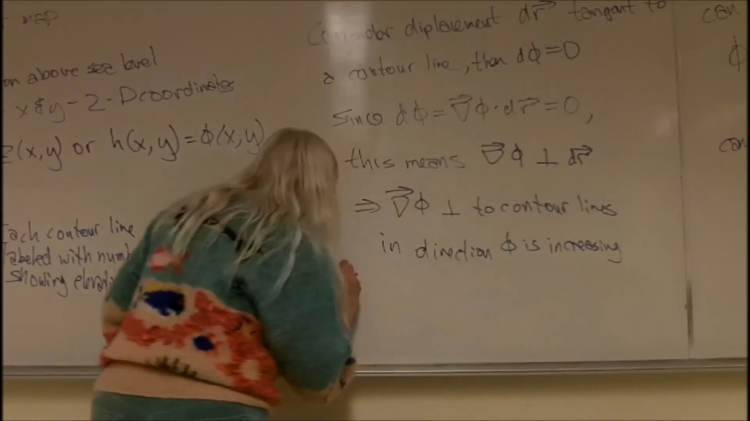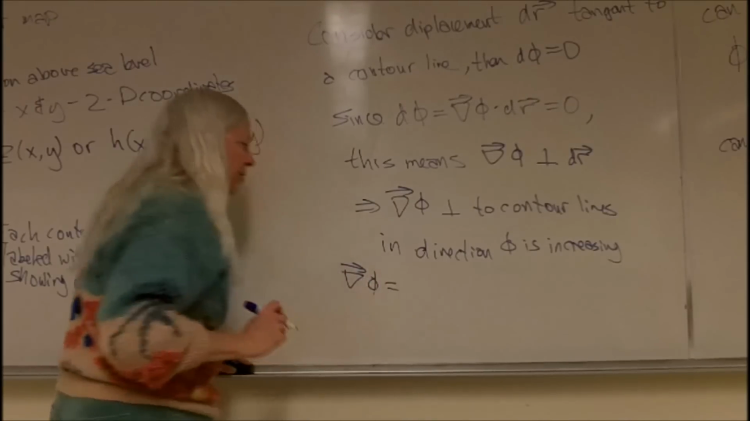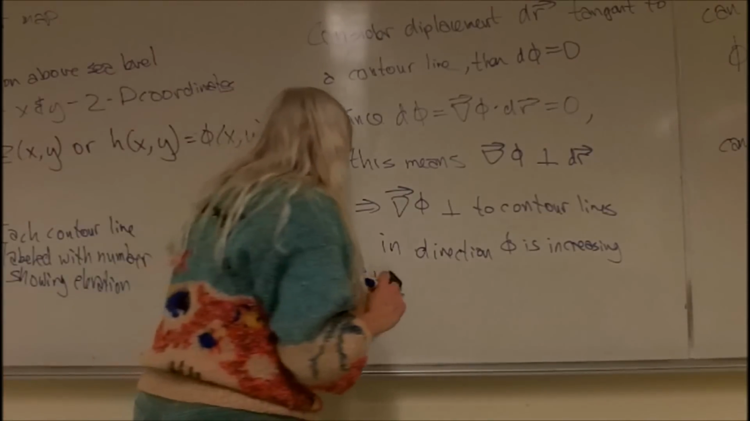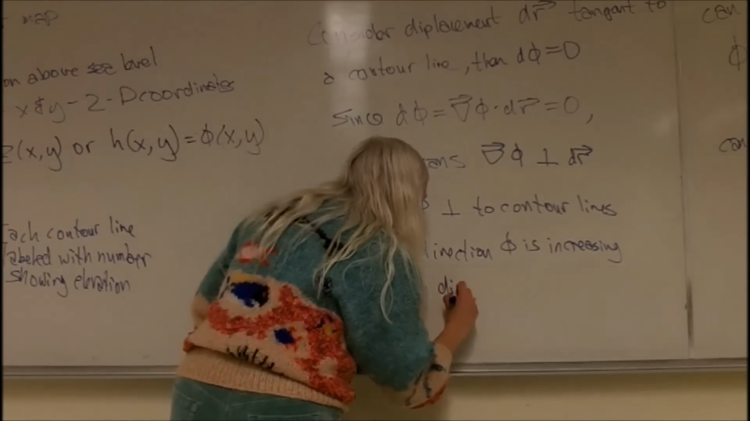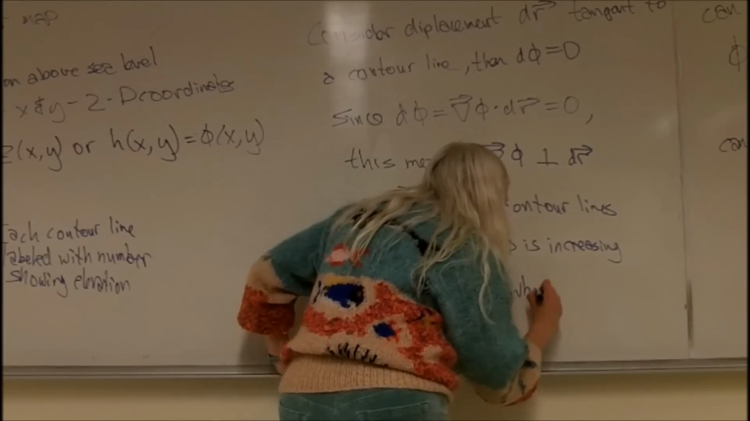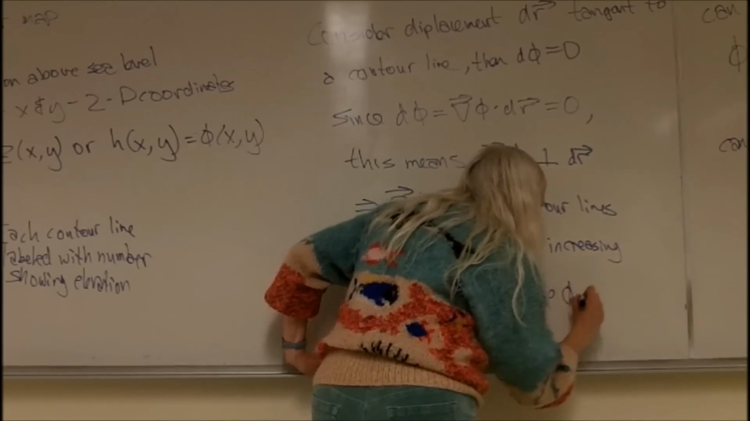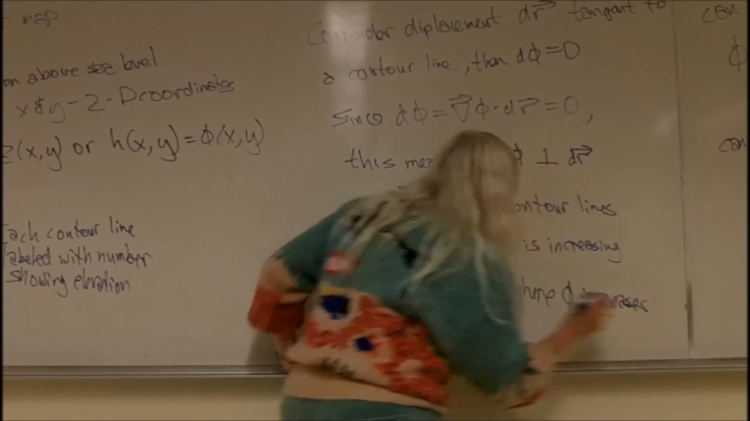In fact, it turns out that if we're at any location on our contour map, the direction of the gradient of phi is in the direction where phi increases most steeply.